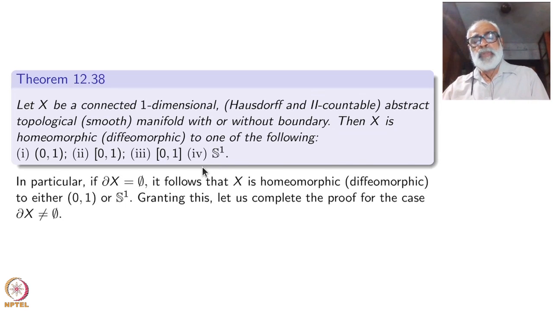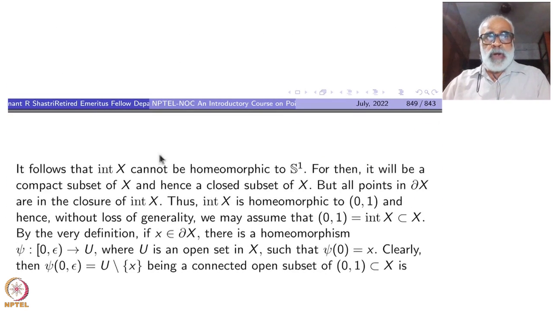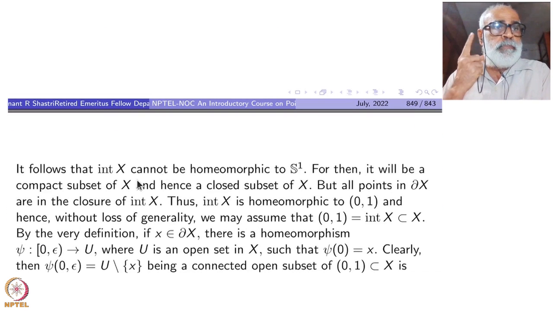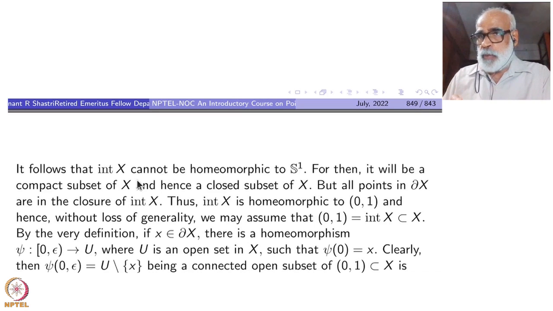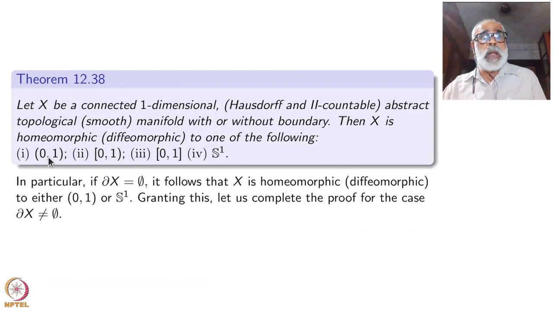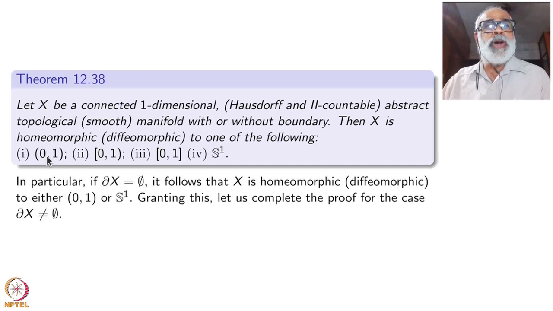Okay. So immediately it follows that, start with a manifold with boundary X non-empty. Interior of X, we know, is a boundaryless manifold. It must be either the open interval or the circle. But I have assumed boundary of X is non-empty, so it cannot be the circle, because if it is the circle, it is already closed. So you can't have another extra boundary point. Boundary points must be in the closure of this one. So interior of X must be homeomorphic to an open interval. The question is now, how many boundary points can you put here?